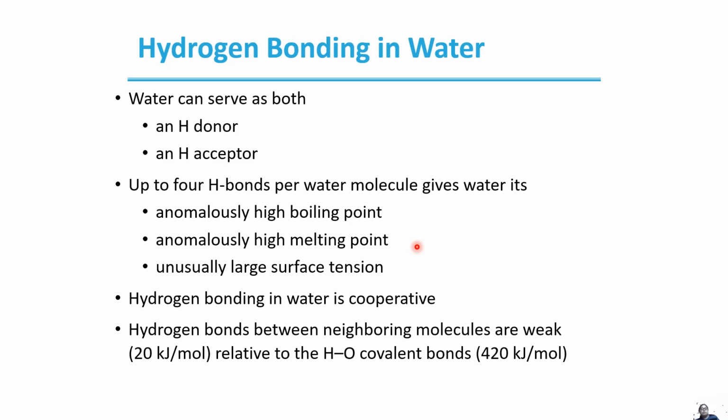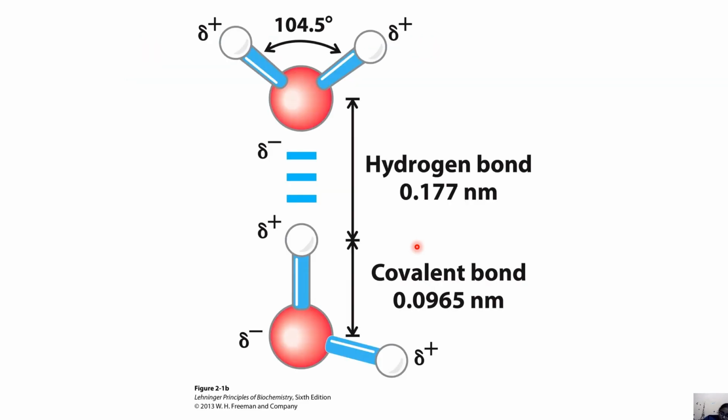So up to 4 hydrogen bonds per water molecule gives water its unusually high boiling point, high melting point, and unusually large surface tension. So the low surface tension option was incorrect. Water has an unusually large surface tension because up to 4 hydrogen bonds per water molecule is possible. And hydrogen bonding in water is cooperative, so hydrogen bonds between neighboring molecules are weak relative to the O-H covalent bonds. So you can see over here, these are the length of the distance of the covalent bonds, and that is the distance of the hydrogen bond.